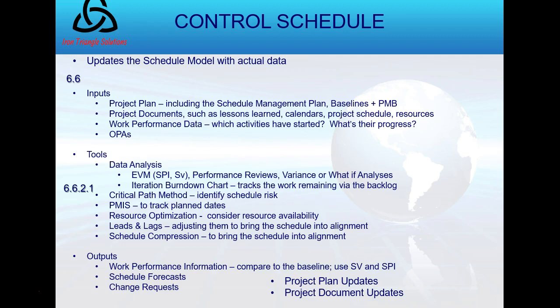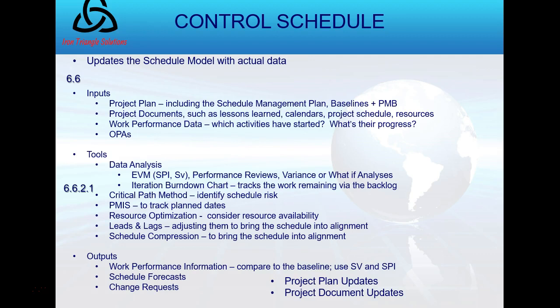Okay. Finally, I want to control schedule. When I control schedule, for my inputs, I have my project plan, especially my PMB, my performance measurement baseline, all those three baselines together, my documents, and my work performance data. Whenever I'm in a control process outside of integration management, work performance data is an input. I need data from the execution process group, and OPAs.